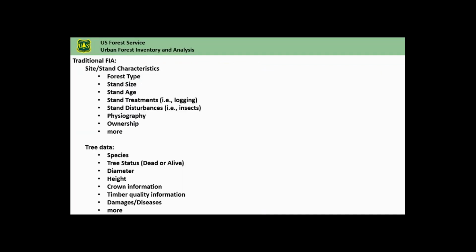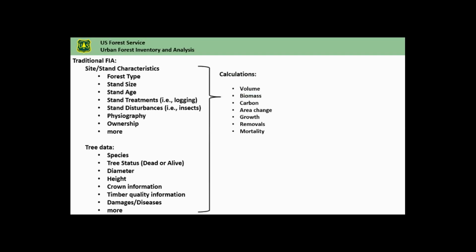On those forested plots, the traditional FIA program collects data including stand characteristics such as forest type, stand age, size, and then for the trees on those plots, we identify species and take all kinds of measurements like diameter and height, record damages and diseases, look at crown health, that kind of thing. And then that data is also used in calculations to make broader estimations of volume and biomass, or even the amount of carbon stored by trees in our nation's forests.